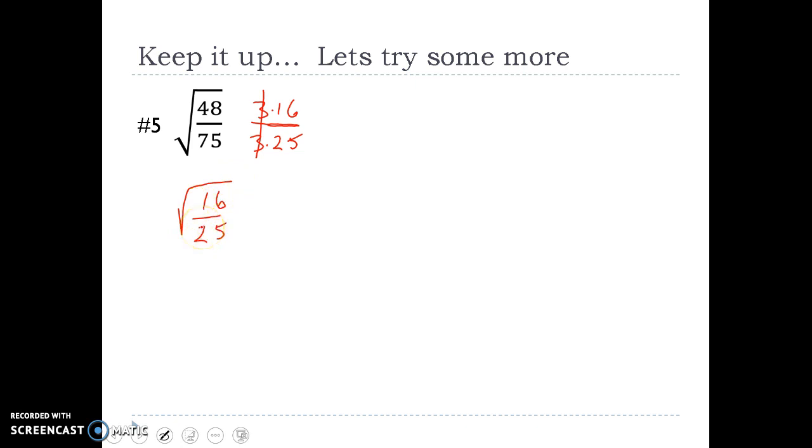Well, then I could just do the square root of 16 over the square root of 25. The square root of 16 we know is 4, and we know that the square root of 25 is 5. So this ends up being 4/5.